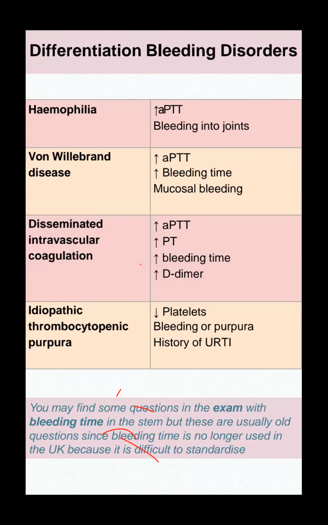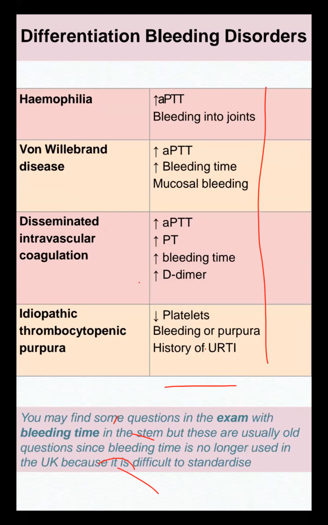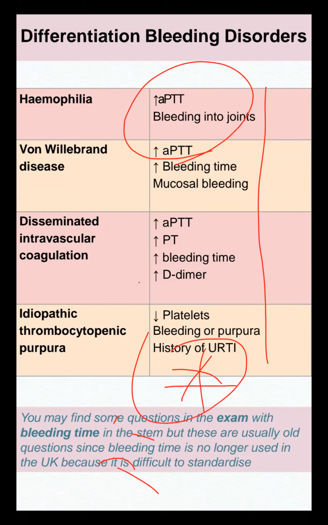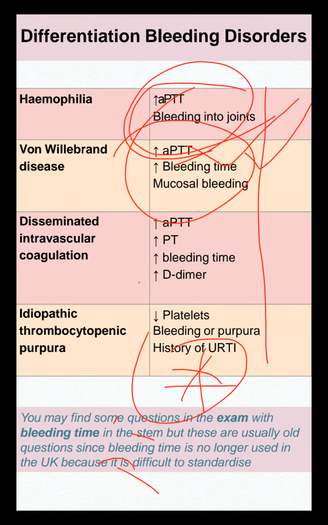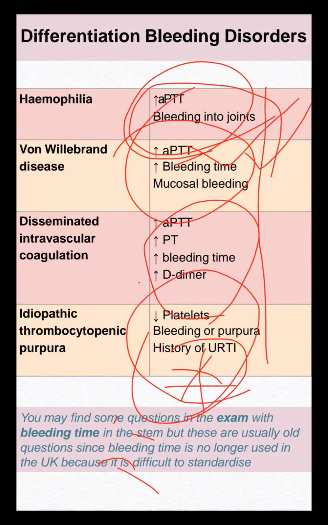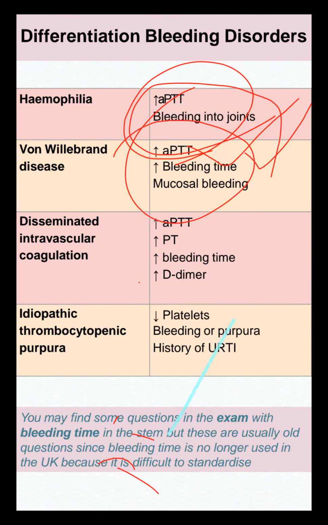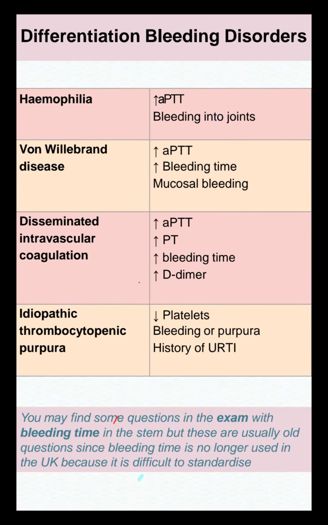Hemophilia is a high-yield topic. We have to understand that in hemophilia APTT will be high. Doctor, don't be confused: in von Willebrand disease APTT is also high, and bleeding time is also high, even if they don't give the bleeding time. Hemophilia commonly causes bleeding in the joint. In DIC, PT, APTT, bleeding time and D-dimer will be high. In ITP, the platelet count will be low, with a history of upper respiratory tract infection.